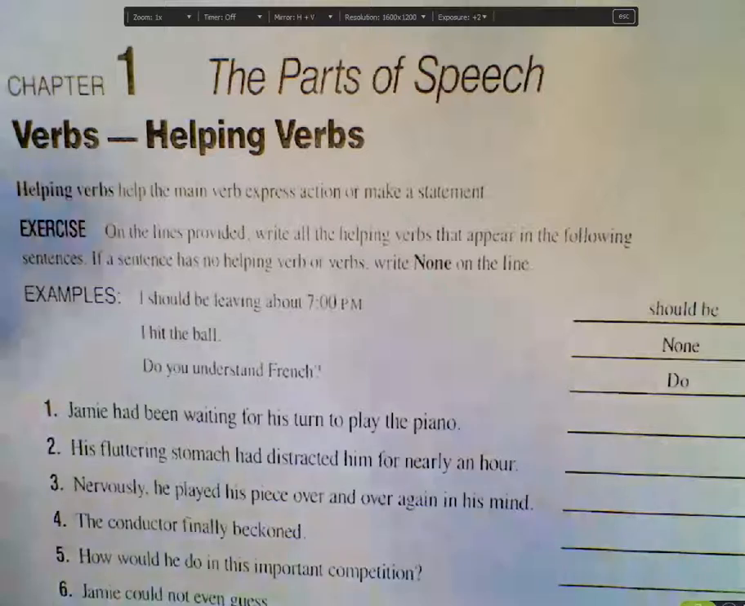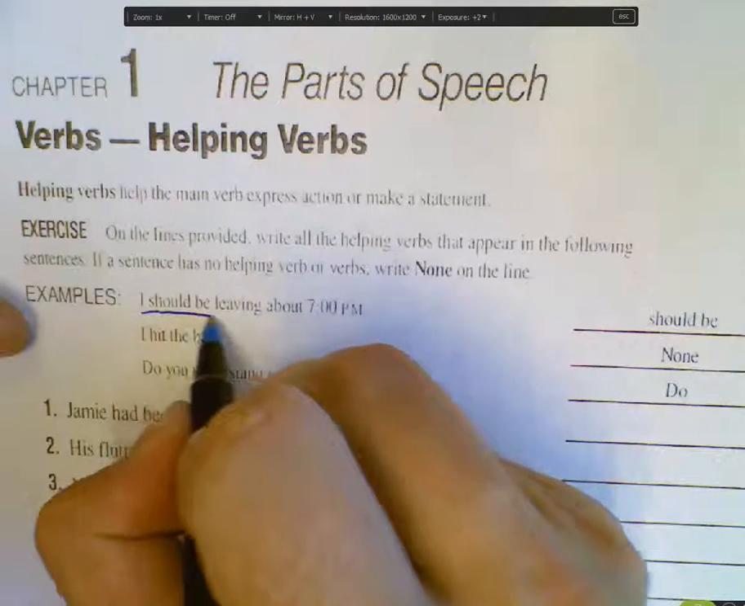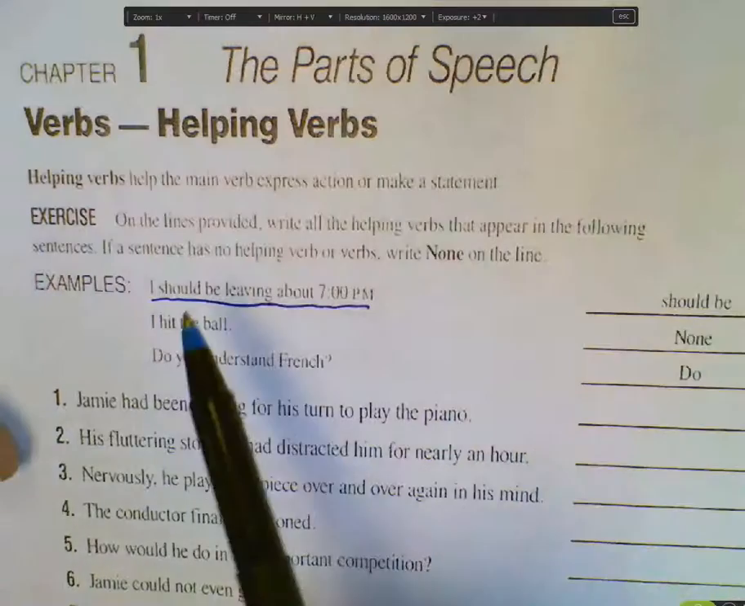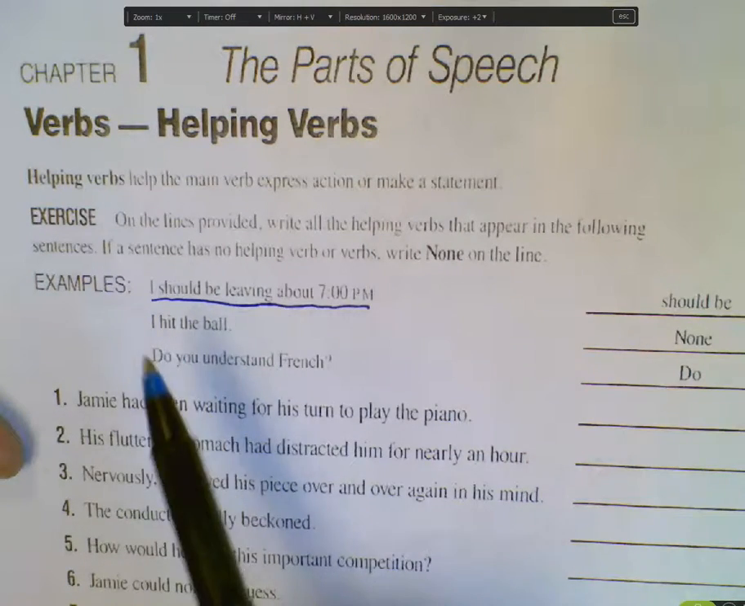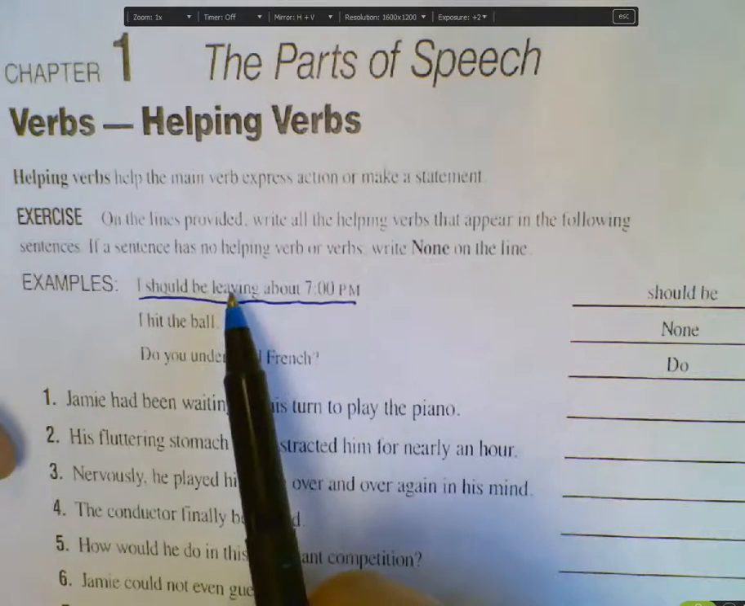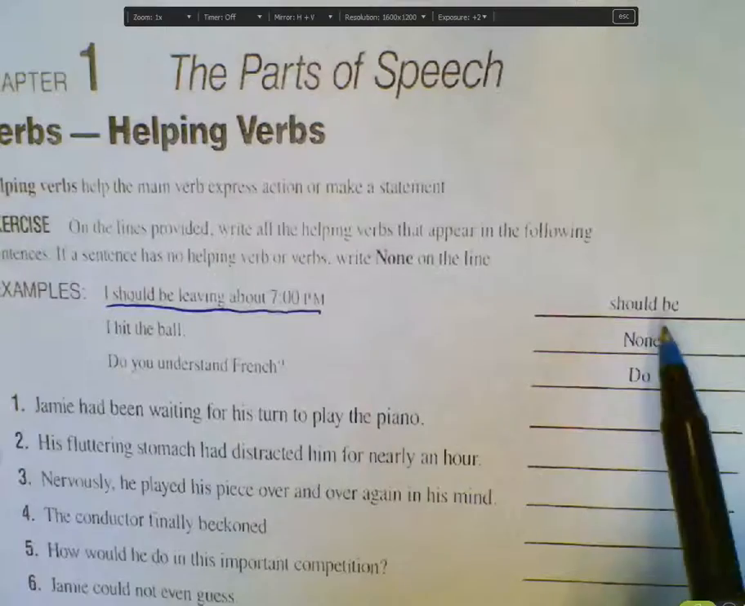All we need to do in the first part of our helping verb worksheet is go through and identify if there is a helping verb in each sentence. In the example, "I should be leaving about 7 p.m.," the helping verb is in two parts. Should and be are helping the main verb, leaving, to clarify meaning. So we would write down "should be."